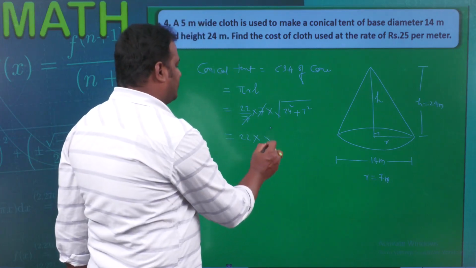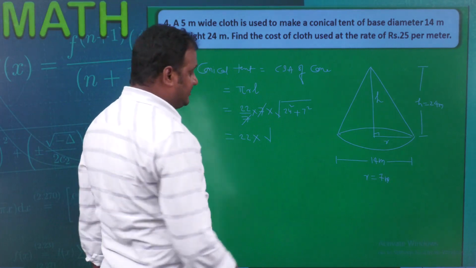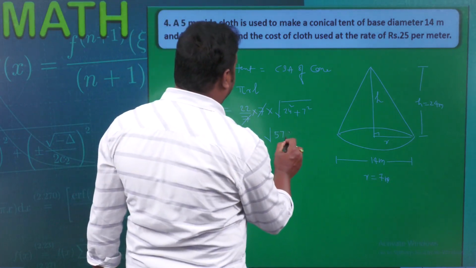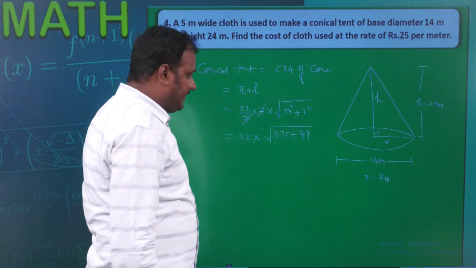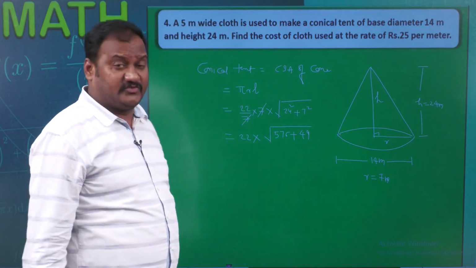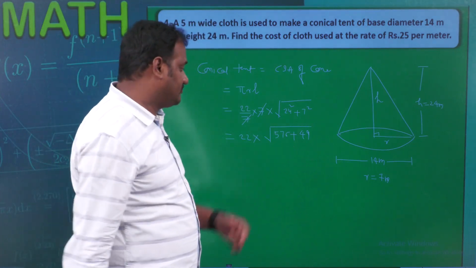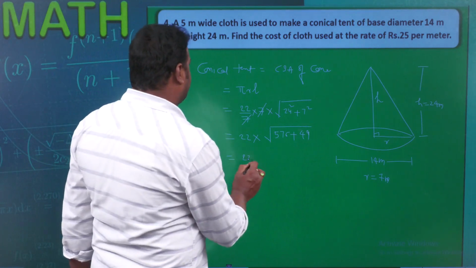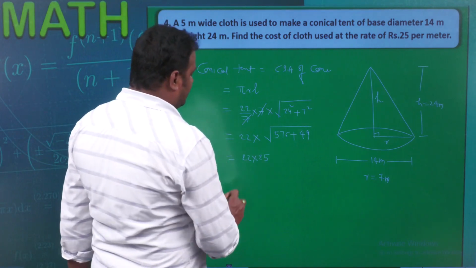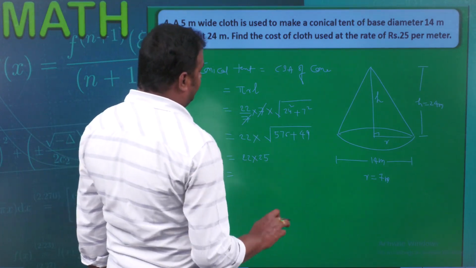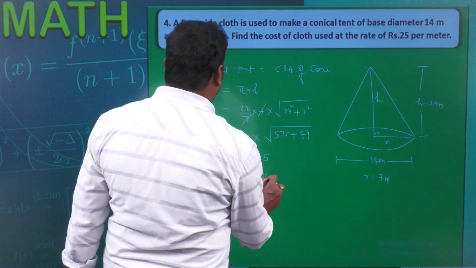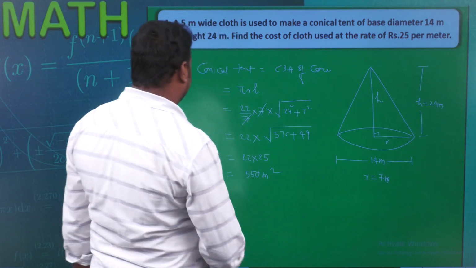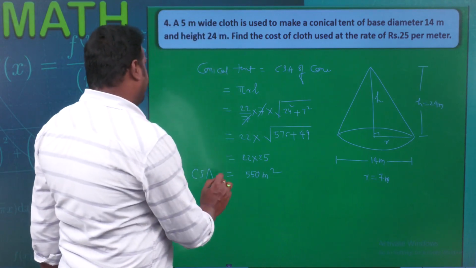22 into square root of 24 square, which is 576, plus 7 square, which is 49. So totally it is going to be 625. Root 625 is equal to 25. So that is 22 into 25. 25 twos are 50, so 550 meters square. So 550 meters square of cloth is required to make the conical tent.